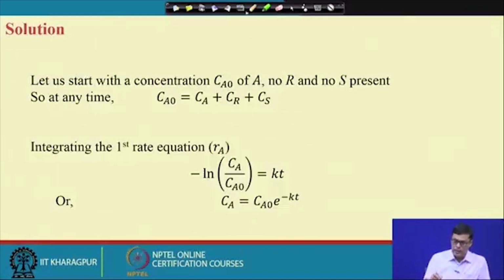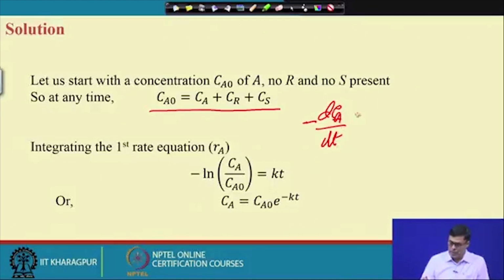Now, we have already seen that the total initial substrate concentration at any point of time is equal to Ca plus Cr plus Cs, if we assume this is equimolecular conversion. Now, if you look at the first, the substrate degradation, how can you write it: dCa by dt equals minus K into Ca. Am I right? So, we can put it here.